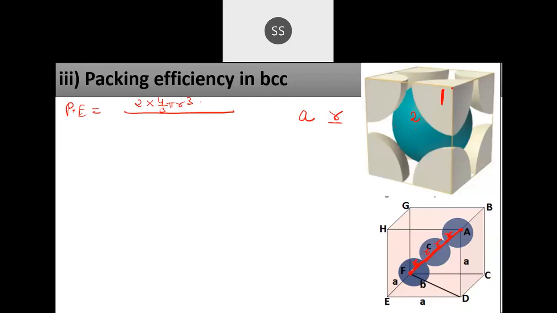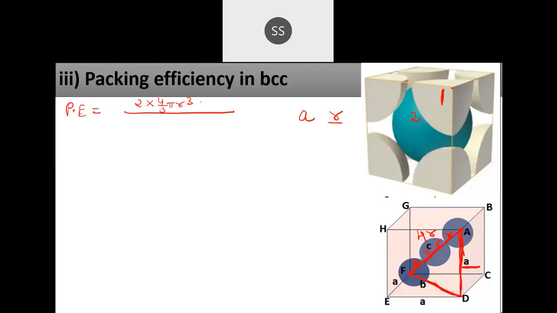Now if you want to calculate the relationship between A and this R, I need to know this value as well, correct? Because if you join them, you will get a right angle triangle. You know this value is A because it is the edge length. AD value, I'm talking about the A and D length, is A, we know that. And this we got as 4R. But I need this FD value also to calculate the relationship.